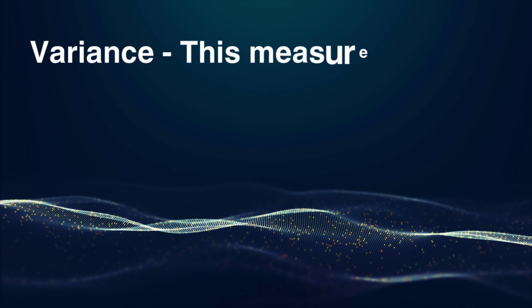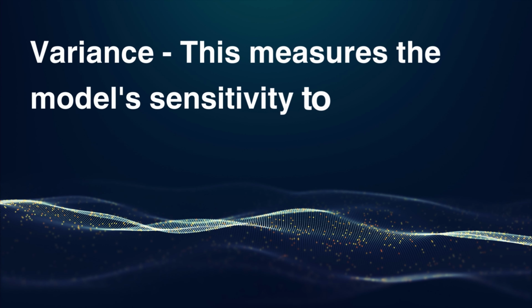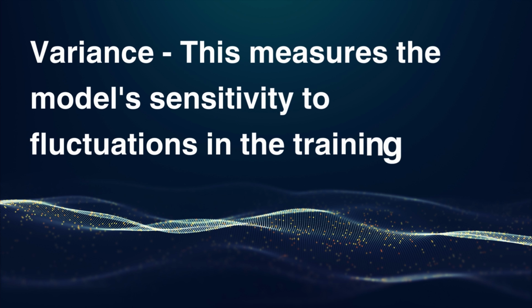Variance. This measures the model's sensitivity to fluctuations in the training data. A high variance implies your model is overly complex and captures noise from the data, leading to overfitting. Now in this case, your model fits the data perfectly but performs poorly on the unseen data.